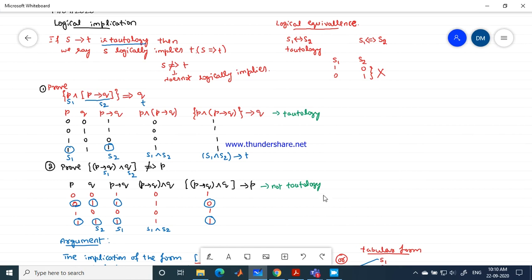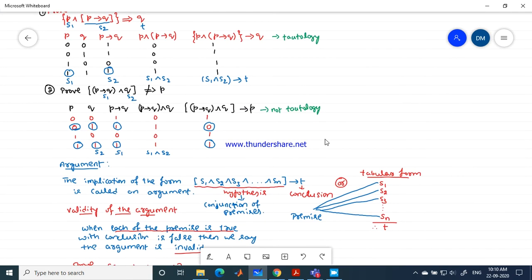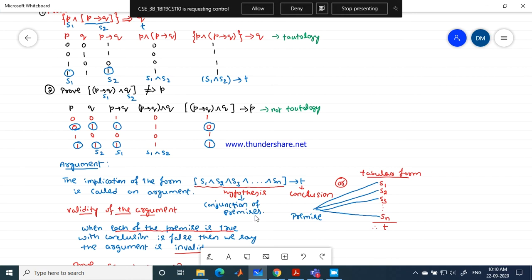Next, we discuss the definition of argument. Argument is not a new definition to us. We are calling the implication by a new name, the argument. So if the implication is expressed in this form, S1 conjunction S2 conjunction S3 conjunction and so on conjunction Sn, that implies T, then we are expressing our hypothesis as a conjunction of premises.